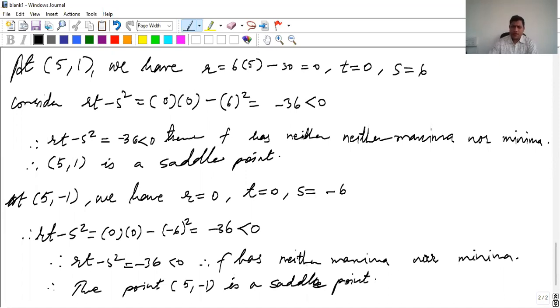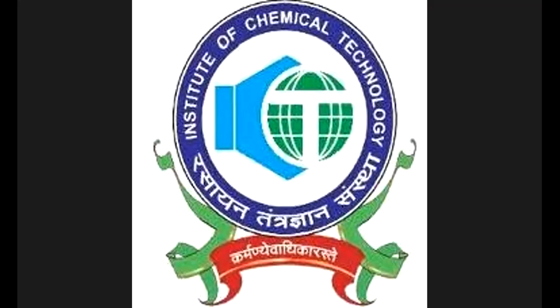Okay, so you got this. Is there any doubt in this example? No, sir. All of you got this? Yes, sir, I have a doubt. Yes, please. Sir, in notes you have written that if RT minus S square is greater than 0, then the function is said to have maxima or minima. And you said to check whether R or T is less than 0 or greater than 0. Then if in any condition R and T have different signs, what do we have to check, R or T?